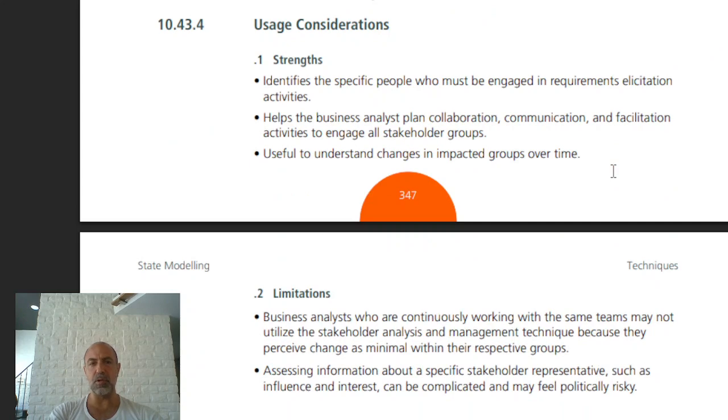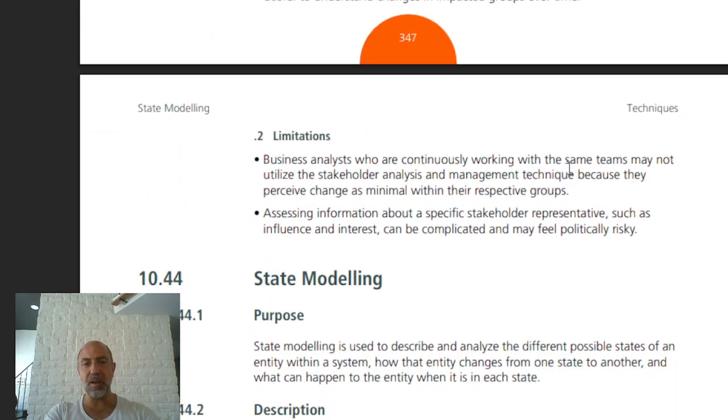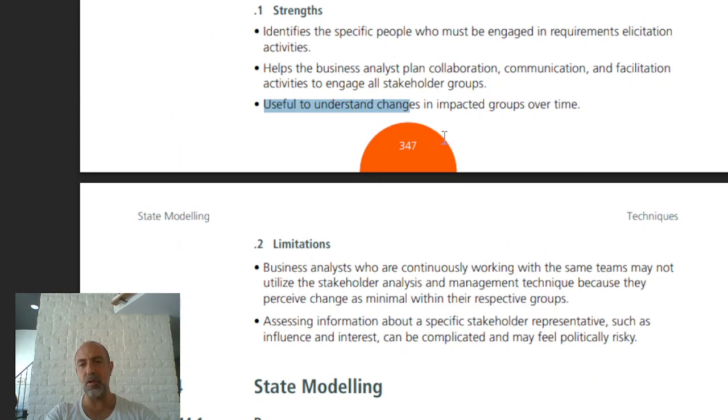What about the considerations? Strengths: identifies specific people who must be engaged in requirements elicitation activities, helps the business analyst plan collaboration, communication, and facilitation activities to engage all stakeholder groups, and is useful to understand changes and impacted groups over time. Limitations: Yes. Because once you set the stakeholders and map them to the solution and the personas, you see where the stakeholders are, the initial part, from the inside out, basically.